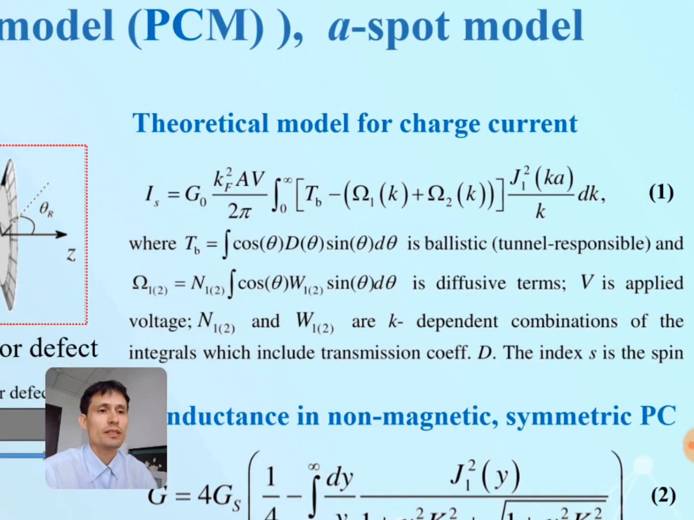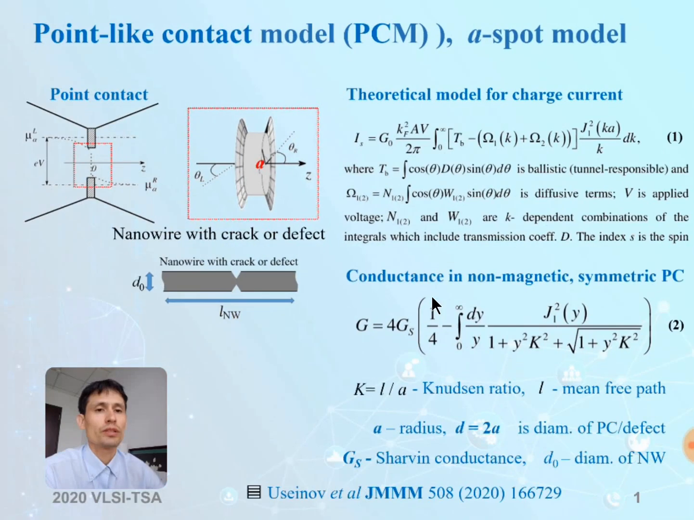To find this resistance, we calculate a charge current, which is a result of integration over the squared Bessel function with a few terms. These terms are responsible for the ballistic and diffusive electron transport. We also derive a conductance for the non-magnetic case in the symmetric point contacts.